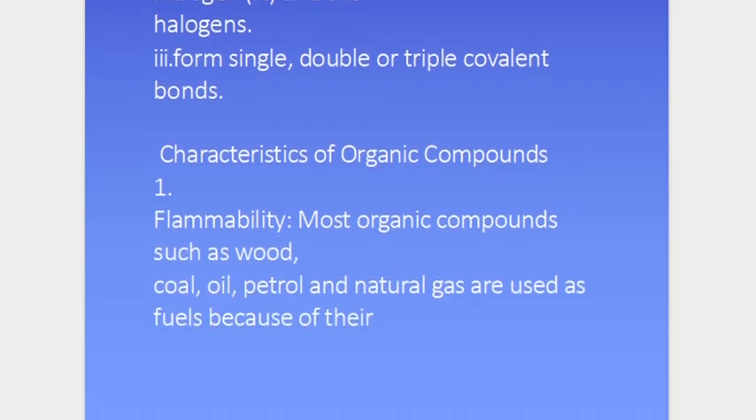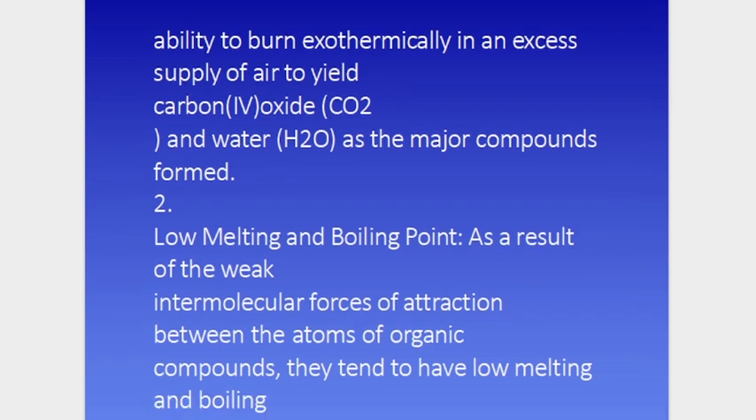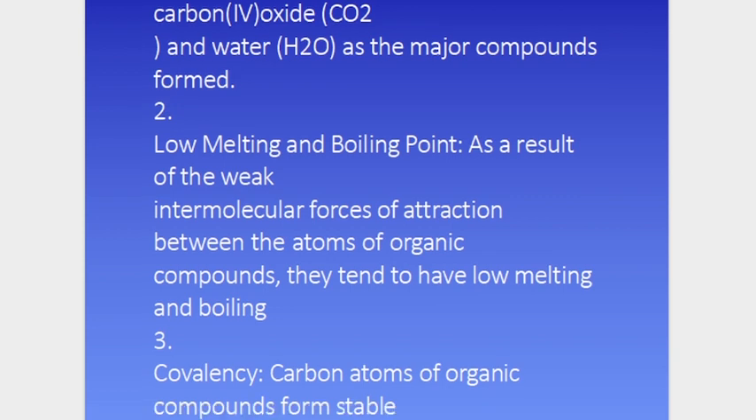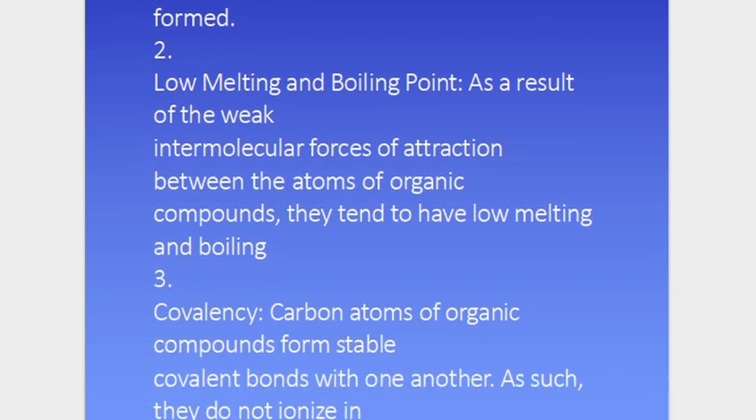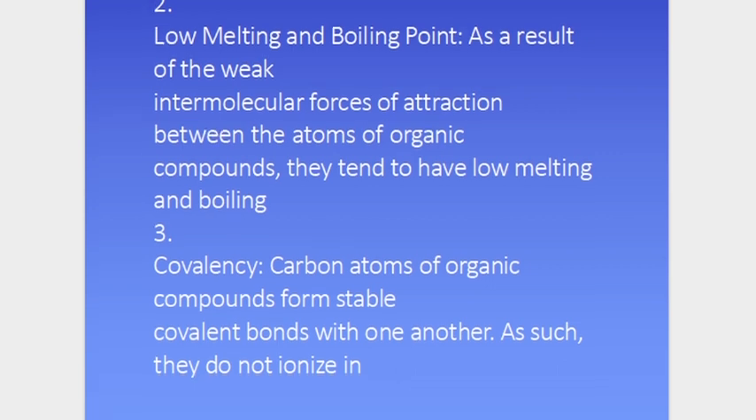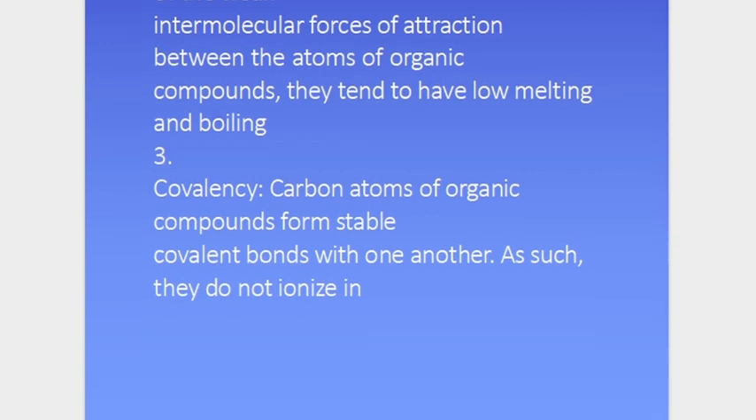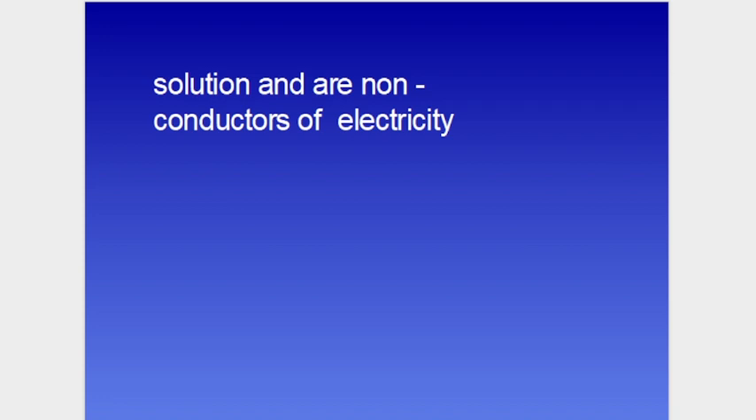First of all, flammability. Most organic compounds have the ability to be combustible, and when they burn, in most cases, they are going to produce carbon 4 oxide and water. They also have low melting and boiling point as a result of the weak intermolecular force of attraction between the atoms of the organic compound. There is also the state of covalency. Carbon atoms of organic compounds form stable covalent bonds with one another. So when you are asked what type of bond is formed in organic compounds, it is simply covalent, and those covalent bonds are stable. As such, they do not ionize in solutions and are never considered as conductors of electricity, neither can they be used as electrolytes.